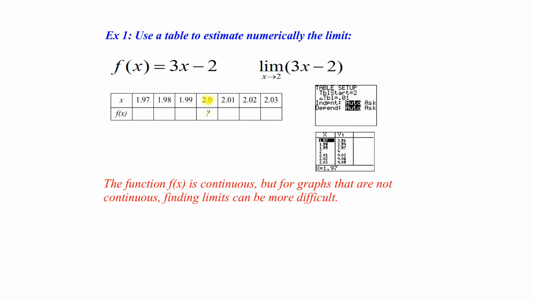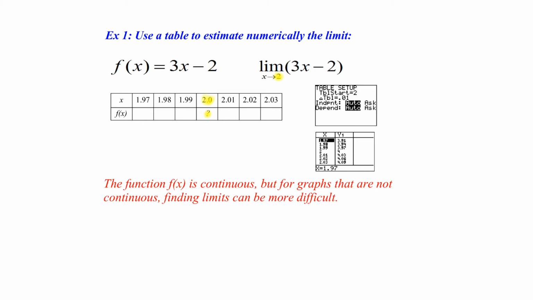We don't care what happens at 2, that's why that question mark is there. A limit is as it approaches that number, not what that number actually is. So we're going to look at numbers from the left and from the right of x equals 2, which is what the limit is asking. As x approaches that value of 2, which is your c, what is the function getting closer and closer to?